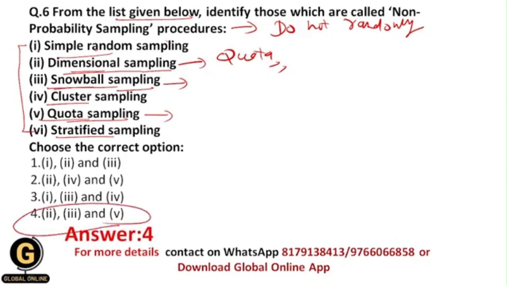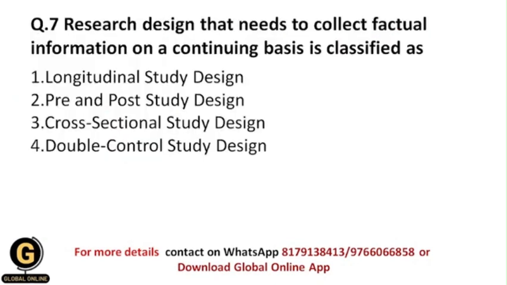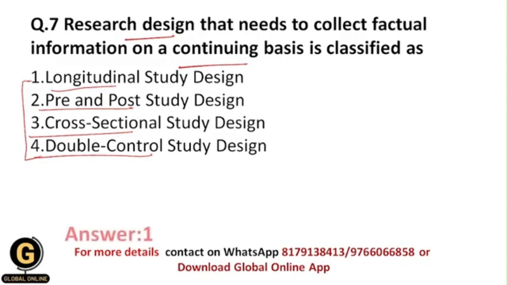Okay, next is: a research design that needs to collect factual information on a continuing basis is classified as. From these options, which is the research design that needs to collect factual information on a continuing basis? Whether it is longitudinal study design, pre and post study design, cross-sectional study design or double control study design. Within this, the longitudinal study design is the one that needs to collect factual information on a continuing basis, and that's why it should be your correct answer.